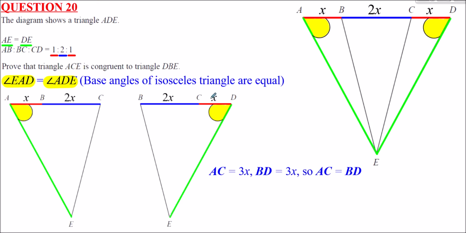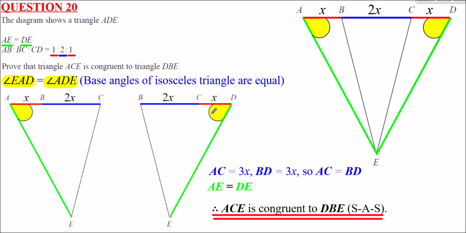Next up, AE is the same as DE. We were told that in the question, and also we have established that the base angles are the same. So we've got here that side is the same in both. The other side of the angle is the same. And the angle trapped between the two same sides is also the same in both triangles. Therefore, they are congruent to each other.